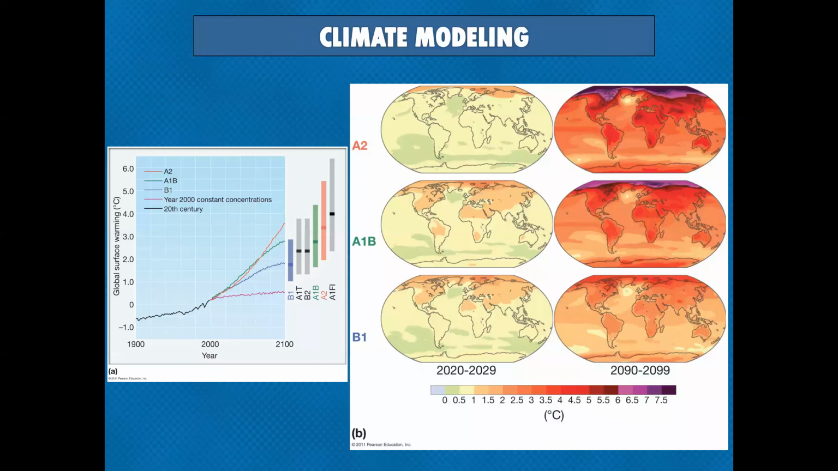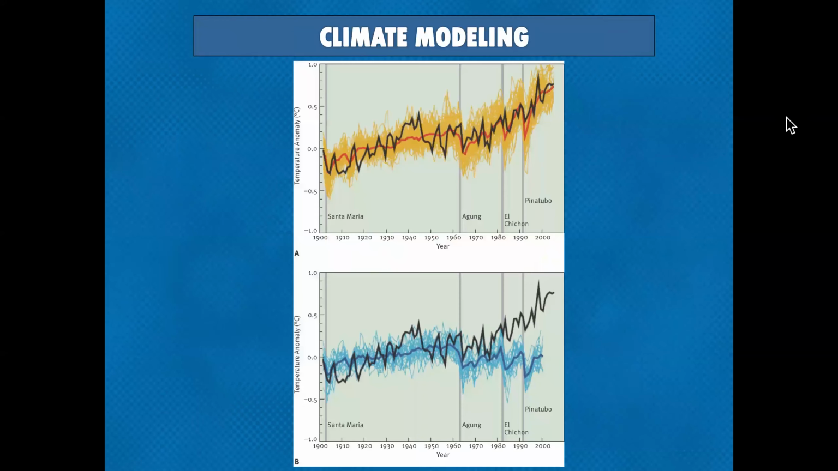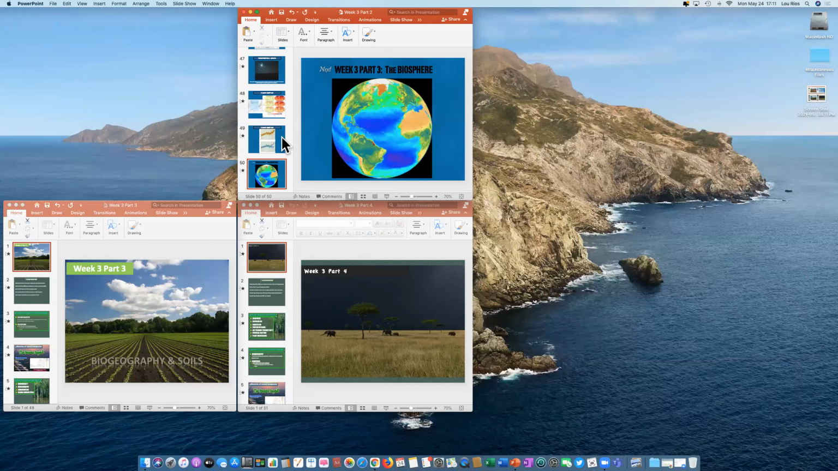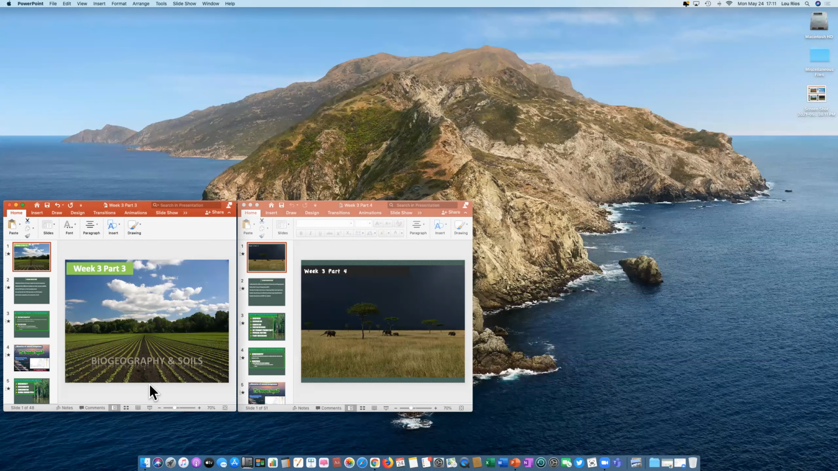So I'm going to stop it there for this particular lesson. And we're going to be moving on to the biogeographical aspects of the lesson for the week.